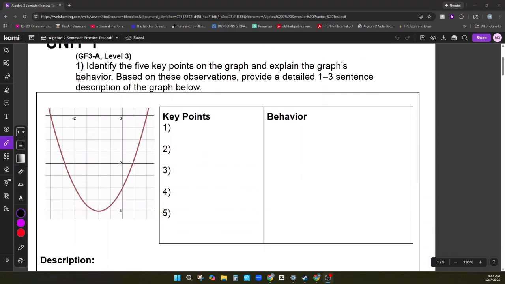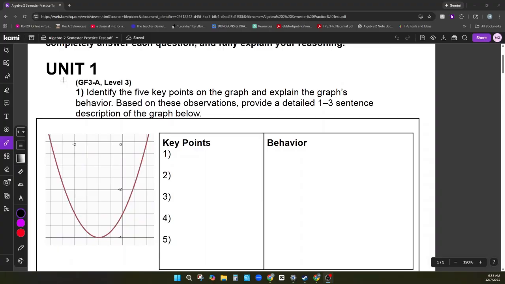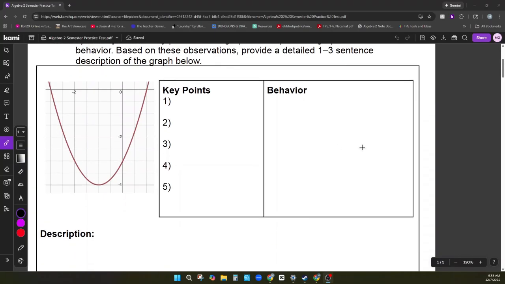Looking at our number 1, this problem is from Unit 1. It says identify the 5 key points on the graph and explain the graph's behavior. Based on these observations, provide a detailed 1-3 sentence description of the graph below. So let's first remember the 5 key points. Those are going to be our maximum, minimum, our x-intercepts, our y-intercept, and of course our start/vertex.